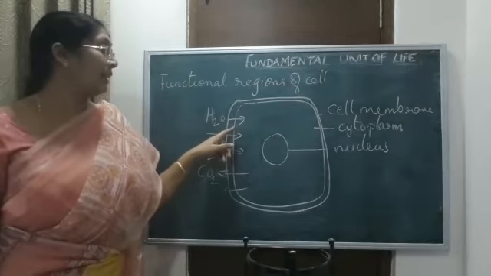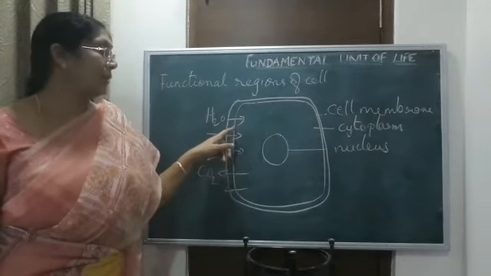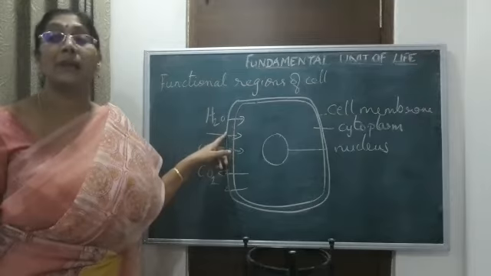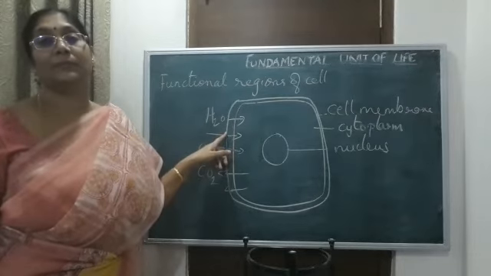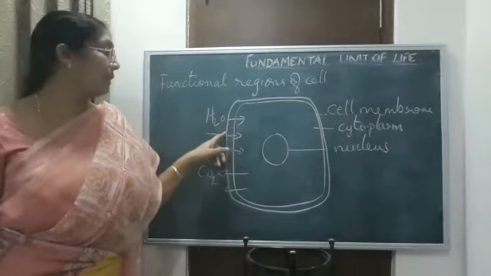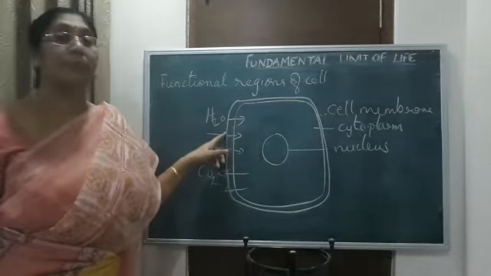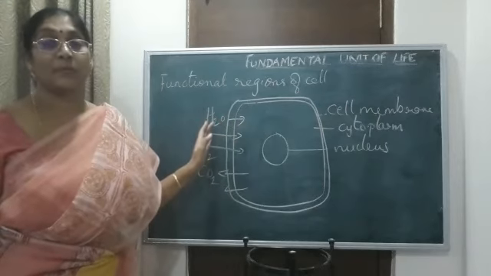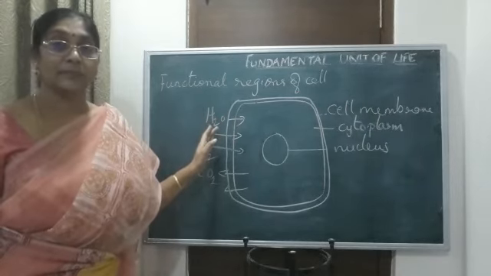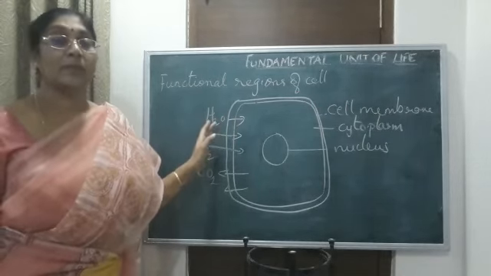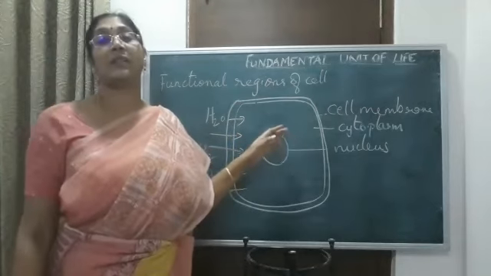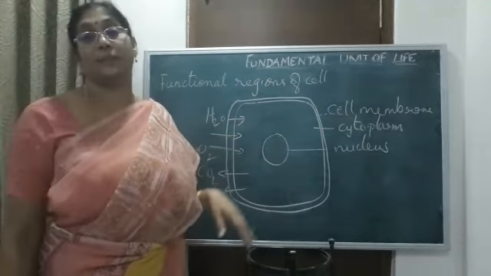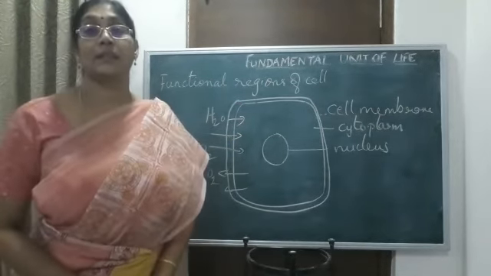The cell membrane is semi-permeable, whereas the cell wall is completely permeable. It will allow everything inside. But here there is something checking: the cell membrane will check what has to enter and what has to exit. So these are the differences between the cell wall and the cell membrane, and also the three functional regions, which we are going to learn in detail in the next class.